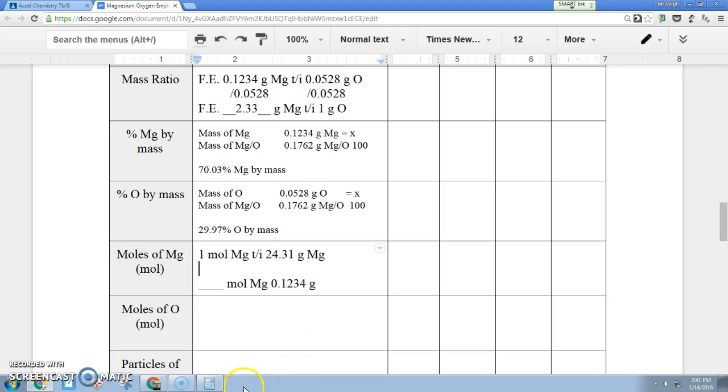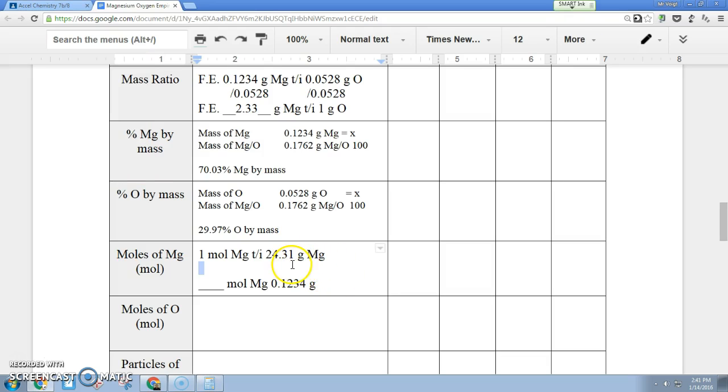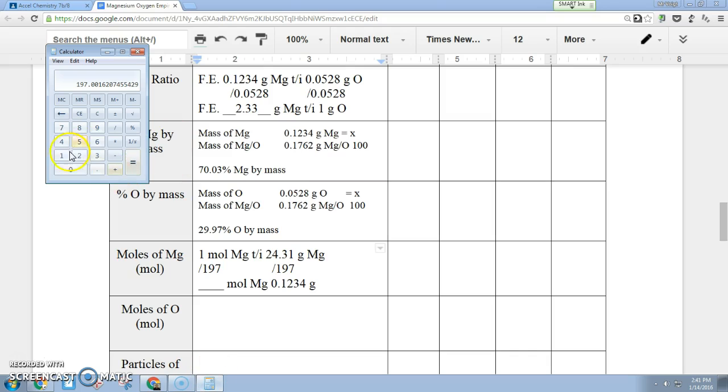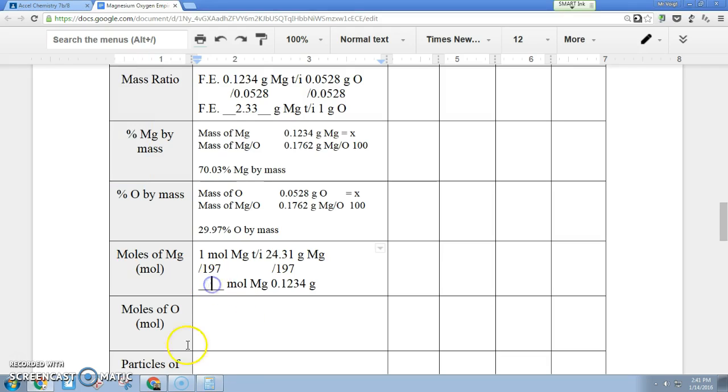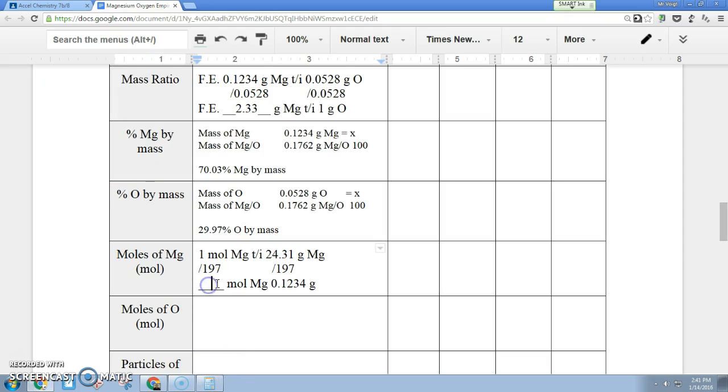So this is where I would need, I don't know what that factor is. It's something big. But if I do 24.31 divided by 0.1234, I get 197. So I'm dividing both of these by 197. And 1 divided by 197 is 0.005. Let's see, again, we need 4 significant figures. Those first zeros are not. 0.005076 moles.